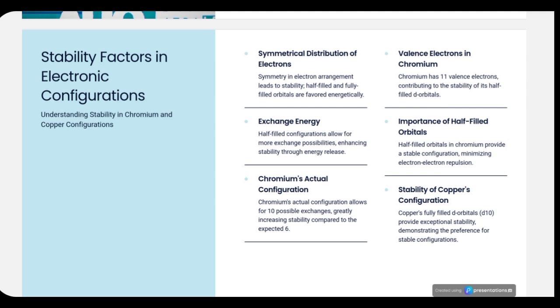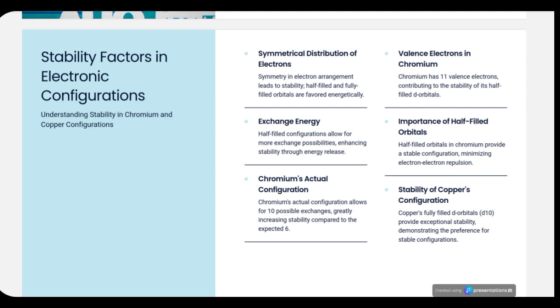Definitely copper has been used in different practical applications, because of its ability to conduct heat and electricity. It also leads to stability, so we can rely on it. Exceptional electronic configurations: copper's actual configuration deviates from the expected one due to stability factors. This is the main factor for the stability of half-filled orbitals: chromium's half-filled d orbitals provide enhanced stability, demonstrating the energetic favorability of such configurations.